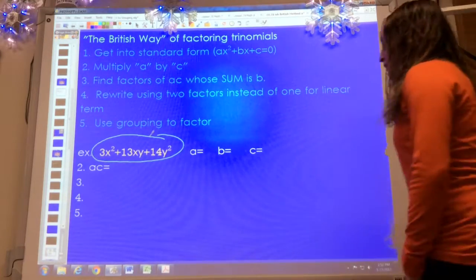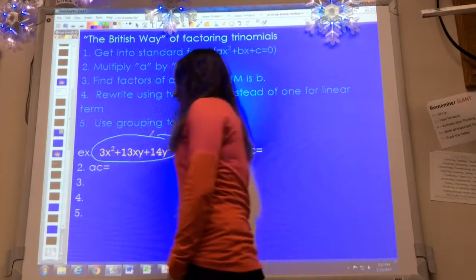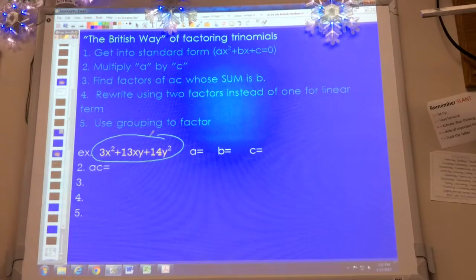If you could write down that one, label ABC, and let's get some practice with something that looks a little weird. Kind of like you. No, just kidding.